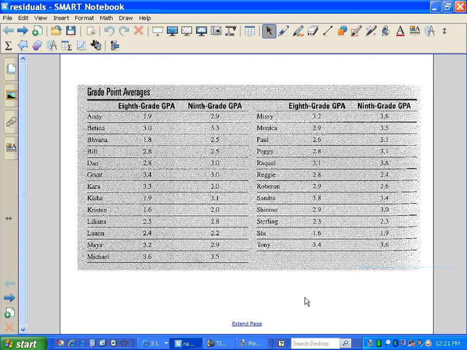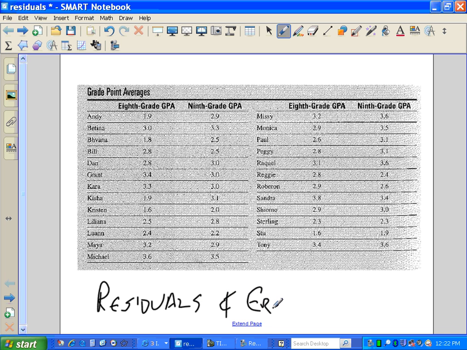Alrighty, hey, so today we are going to talk about a couple of new words related to regression. We're going to look at residuals and error in prediction.